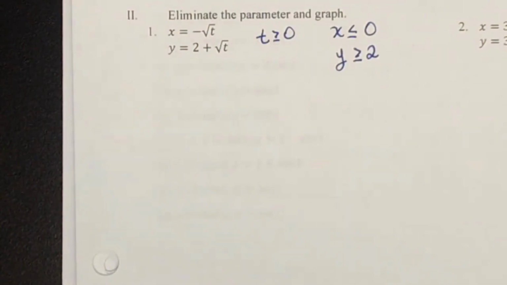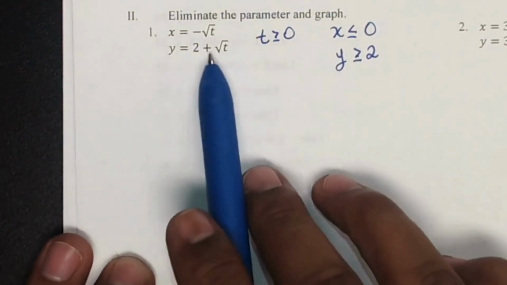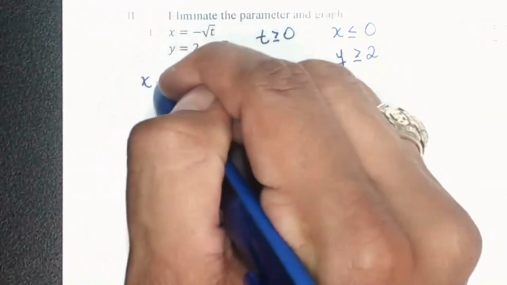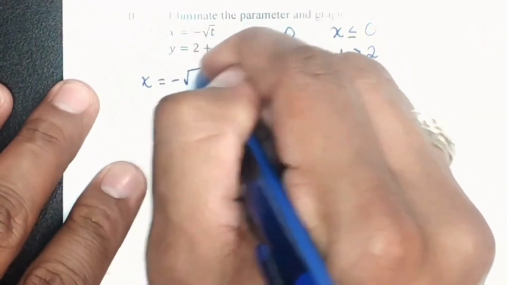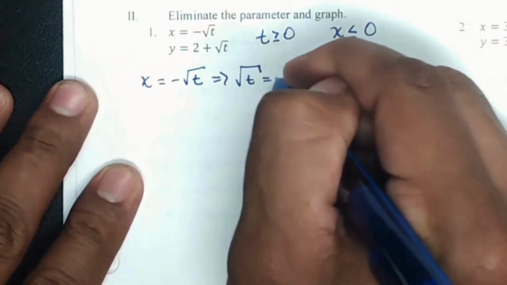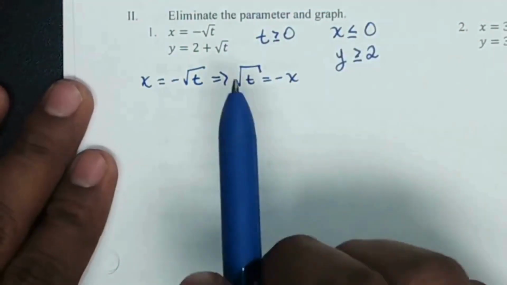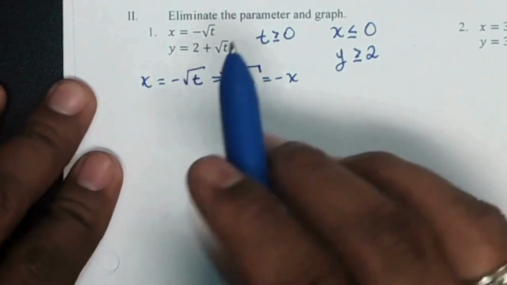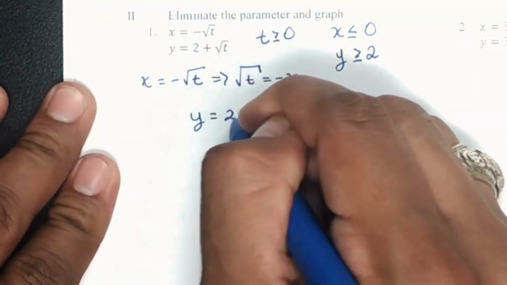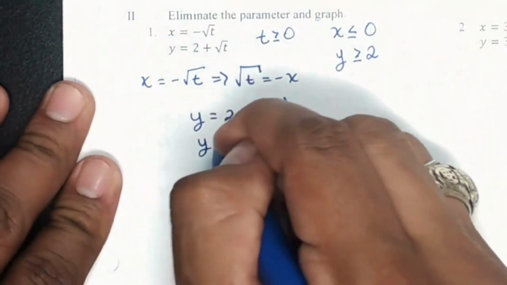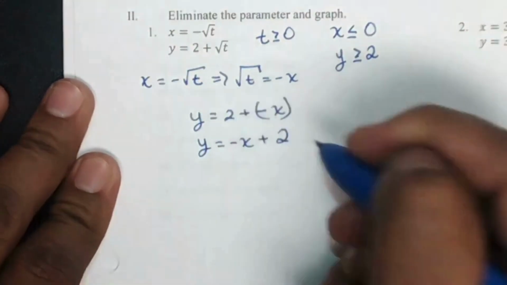Now I need to eliminate the parameter. So I'm going to solve one of these for t, or in this case, root t. I'm going to take x equals negative root t and solve it for just the square root of t. I don't even have to square both sides. Because if I find out that the square root of t is equal to negative x, I can just plug in negative x for the square root of t. So you can rewrite this as negative x plus 2 if you wanted to.